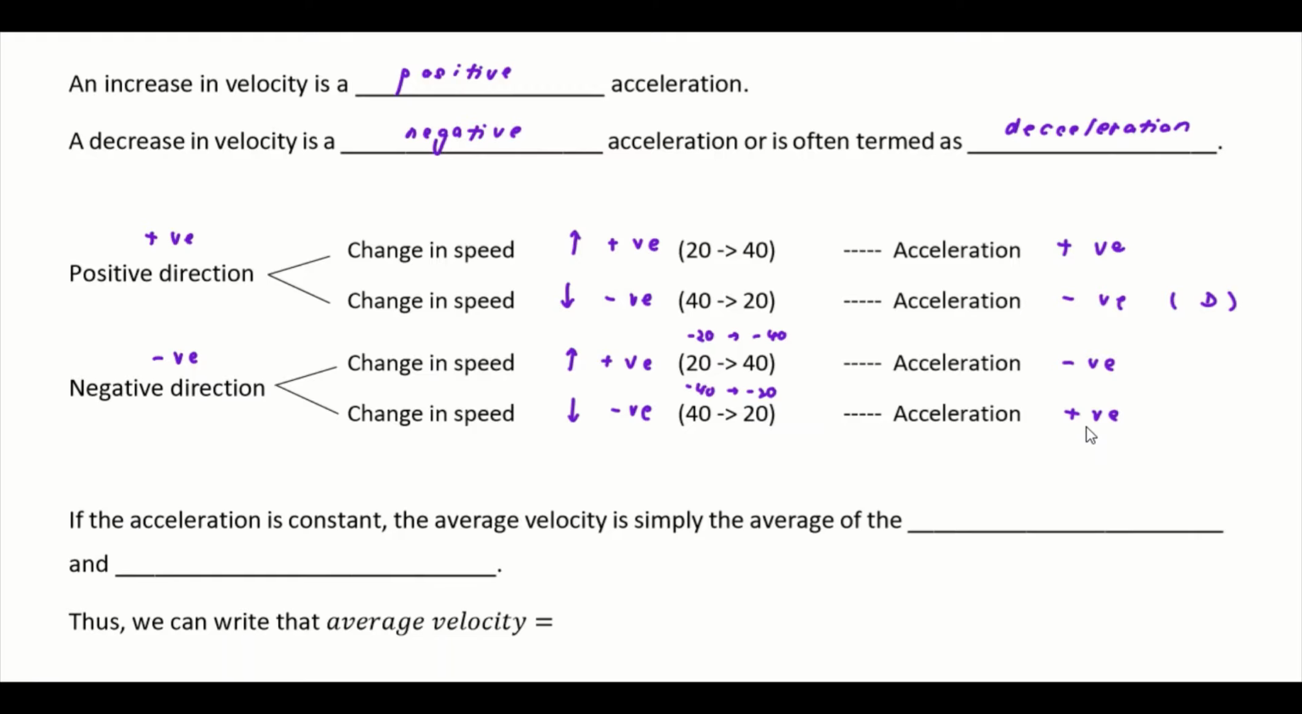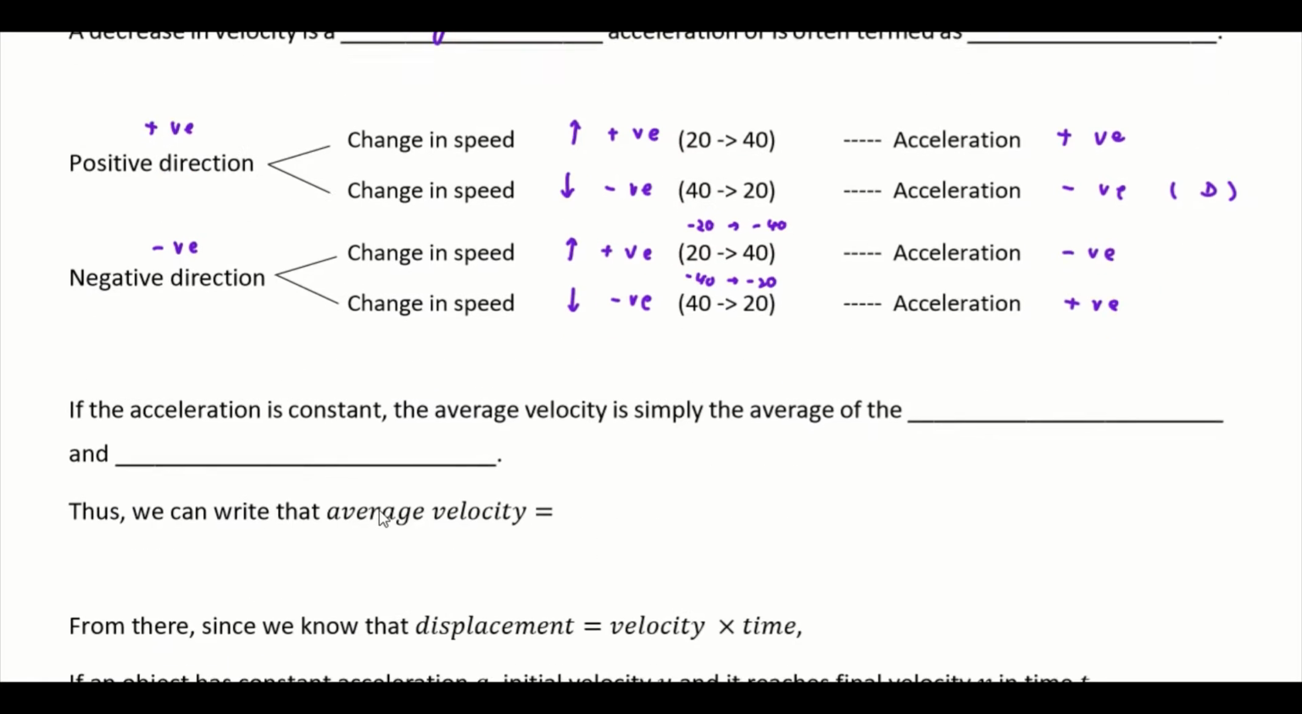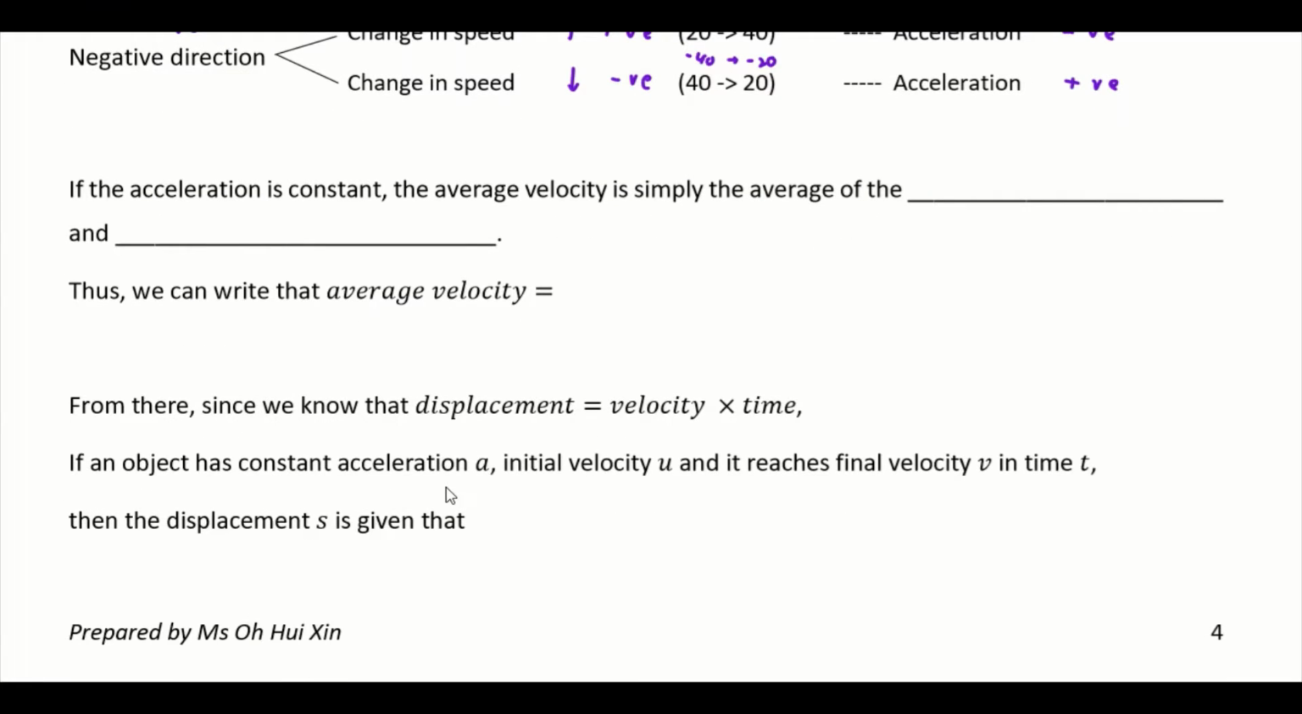So always remember that having a positive acceleration doesn't mean that it's speeding up, and having a negative doesn't mean that it's slowing down. It just basically tells you the direction of the acceleration relative to the direction of the velocity, according to the motion of the object. All right, so now we are looking at this very simple formula here.